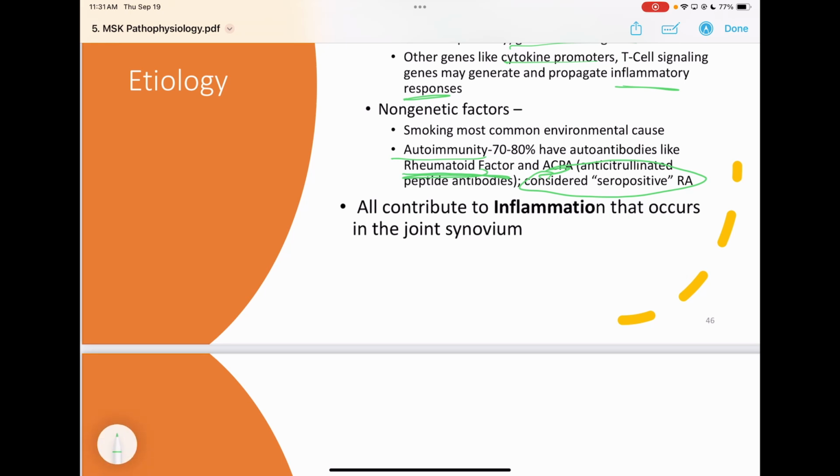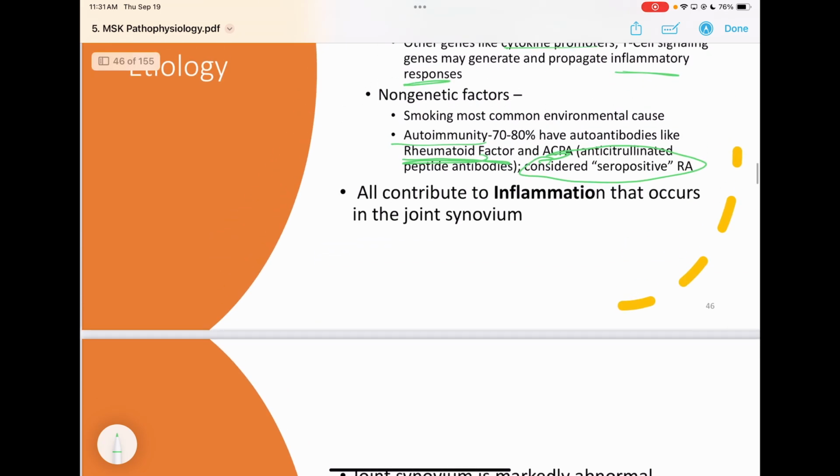What arthritis do we learn about, which is seronegative? Psoriatic arthritis. It does not have any inflammatory properties, it's just from the psoriasis. So psoriatic arthritis is a seronegative. You're not going to see rheumatoid factor or ACPA in a patient with that type of arthritis. And again, all contributes to inflammation that occurs in the joint synovium.